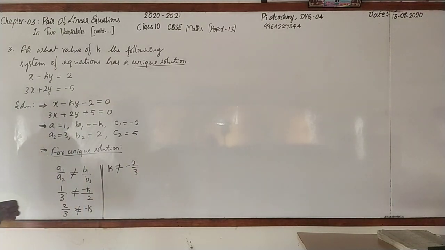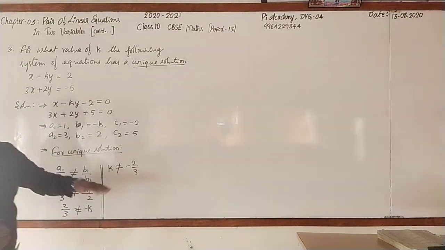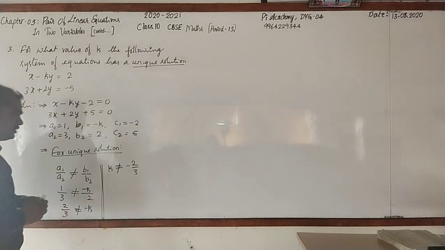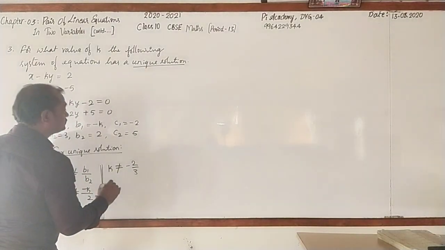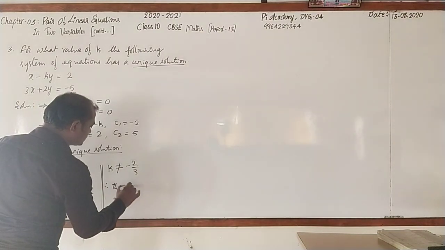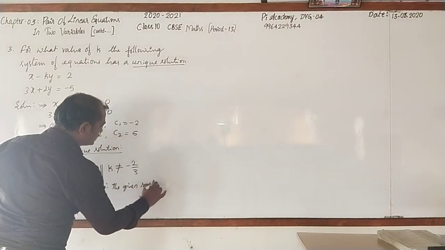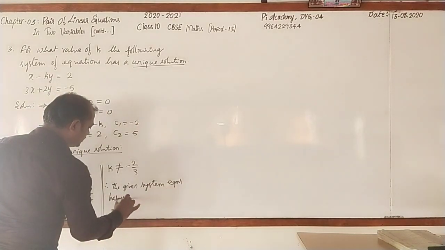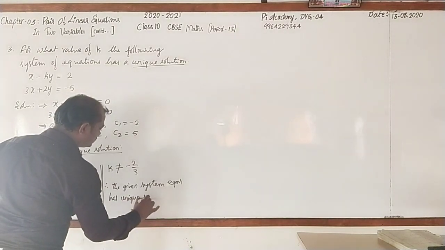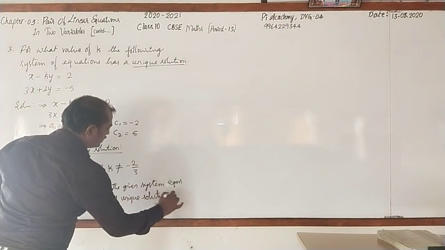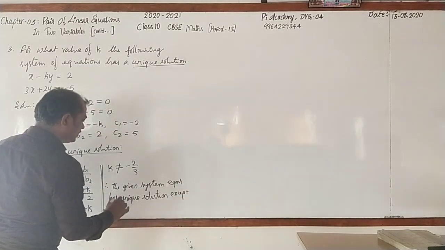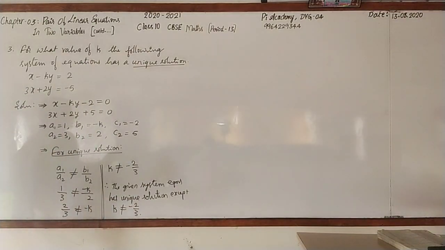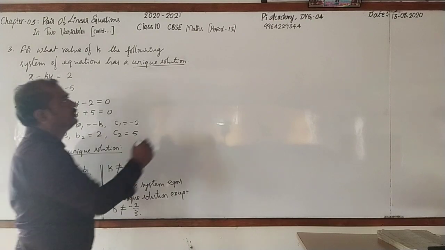It means except the value of k minus 2 by 3, for remaining other values, it has unique solution. Clear? So conclusion. Therefore, the given system of equations has unique solution except the value of k, which is not equal to minus 2 by 3. Written? Okay. Now we are moving to fourth one.